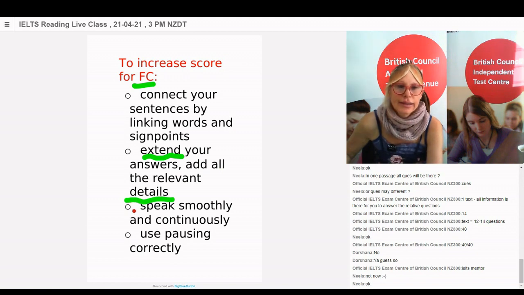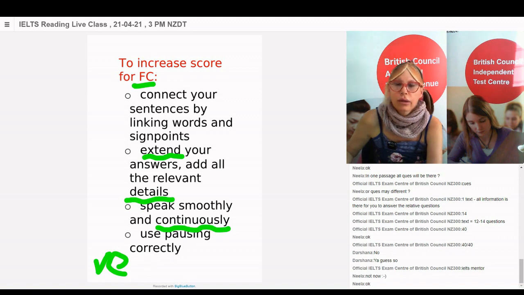Okay, the next one is obviously something that takes a lot of practice. Speak smoothly and continuously. So how do you think people can learn to speak continuously? Well, there is one golden rule, and I'll just try and type it here, and it's called repetition.